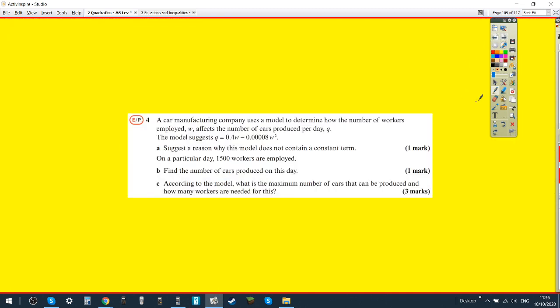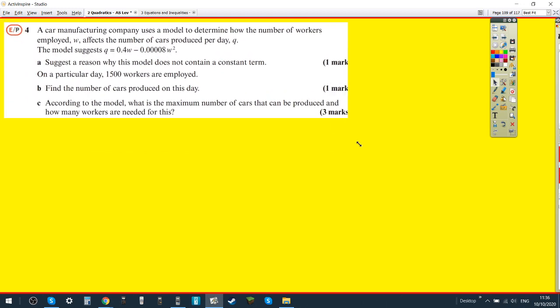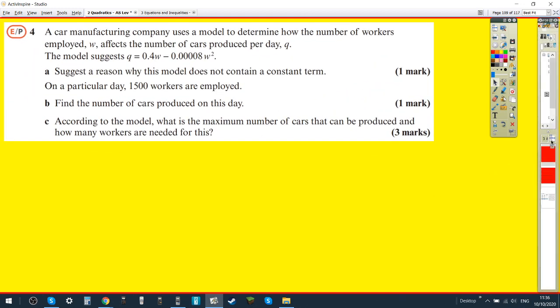Let's see. Let's see this one. A model to determine. Okay, let's see. Yeah, okay, how about question 1? Okay.